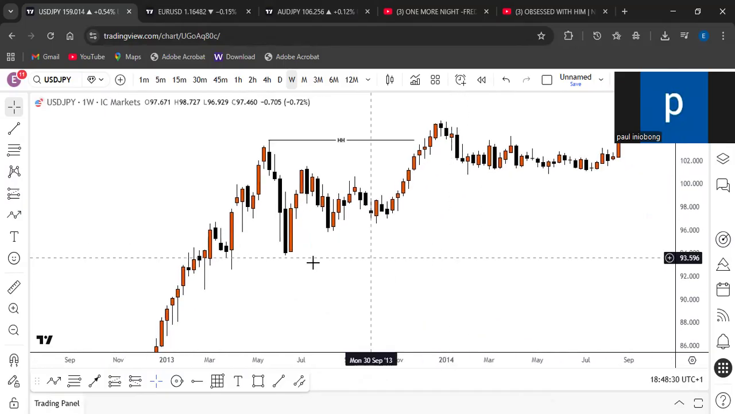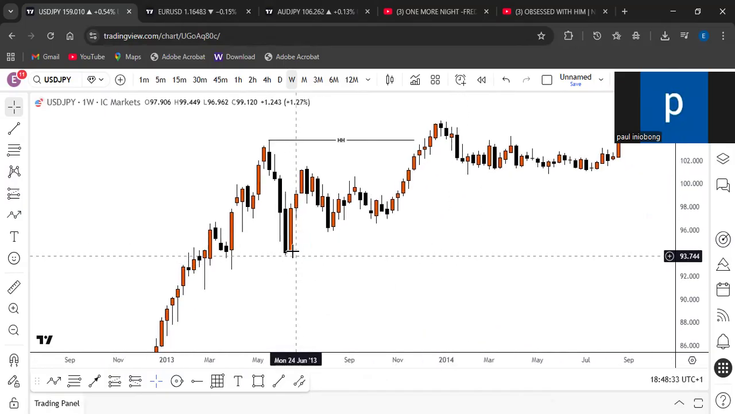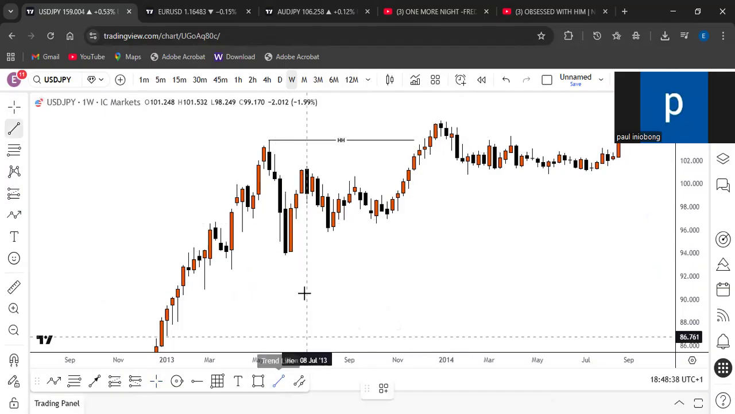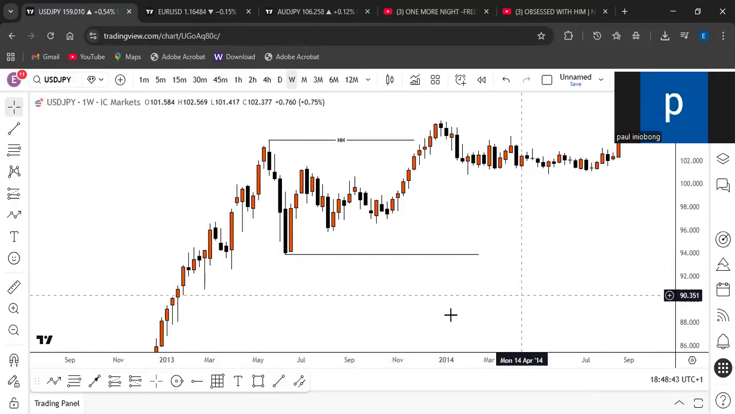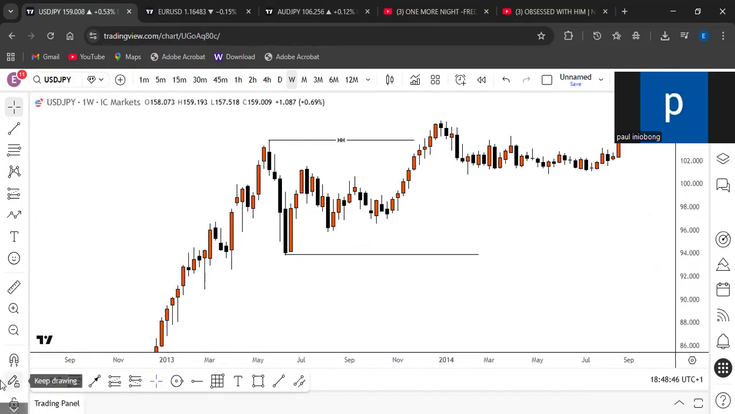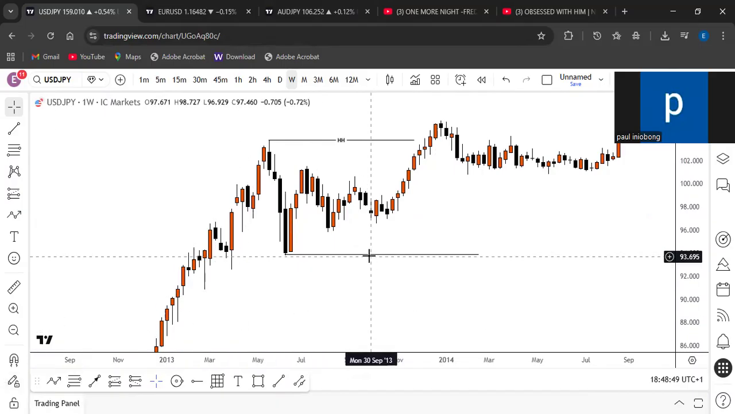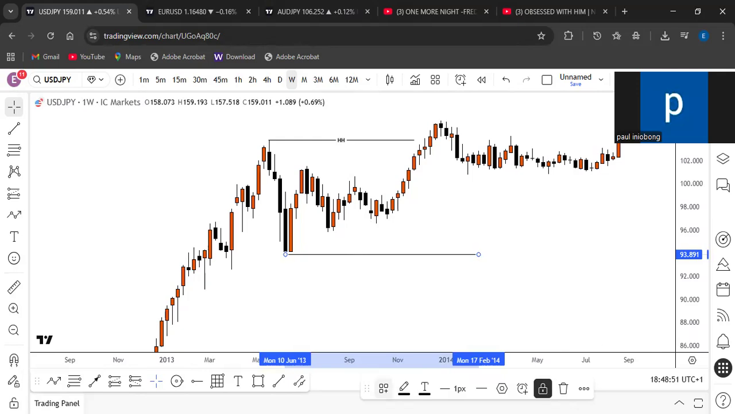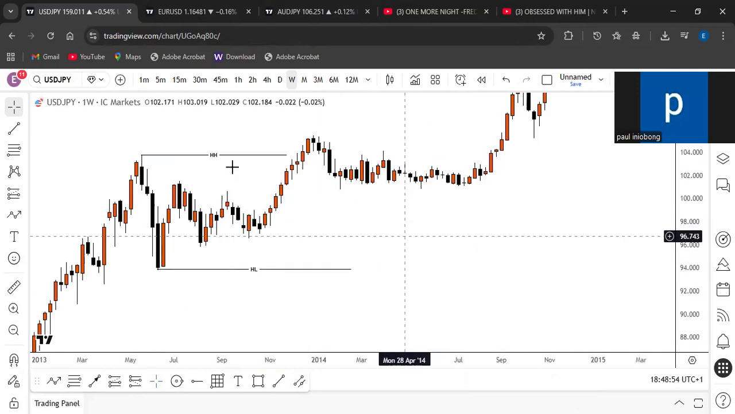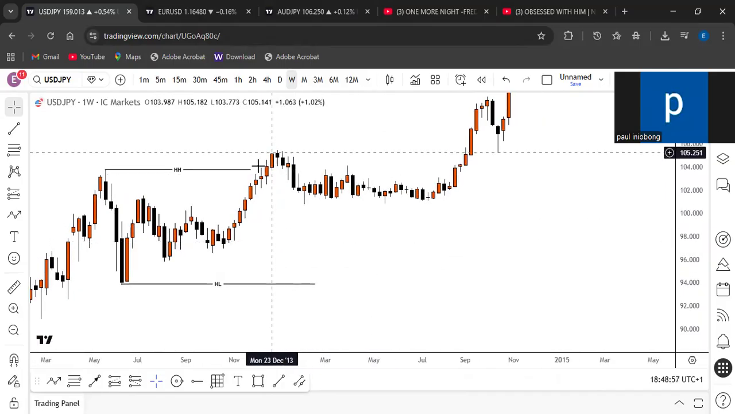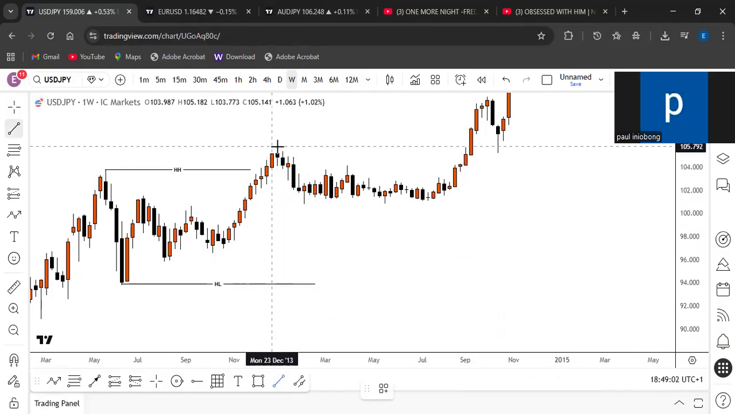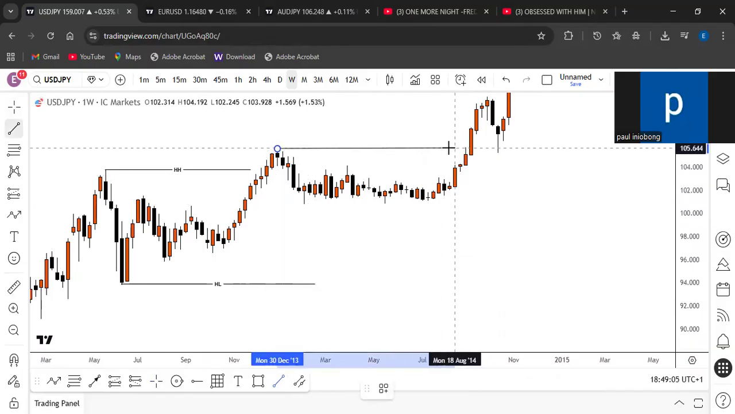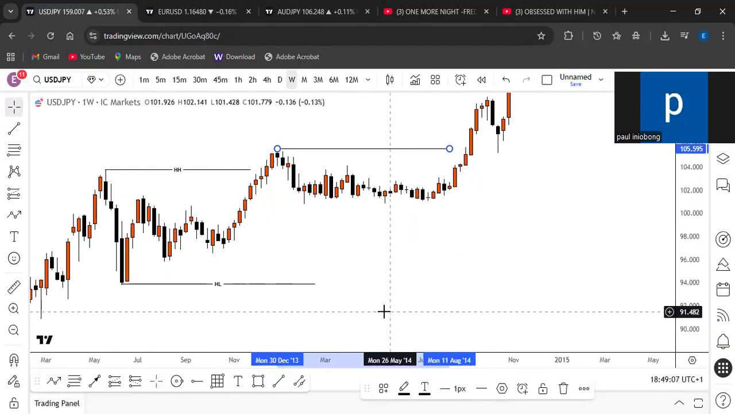So this high gave rise to this low, which gave rise to this high. So I'm going to mark this. Get it? Yes, sir. So this is the higher low. Then this is a higher high. Now, this high is higher than this, so I'll acknowledge it. I'll still keep it as higher high.